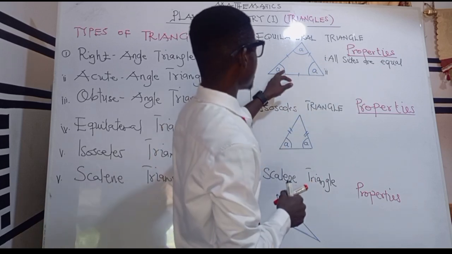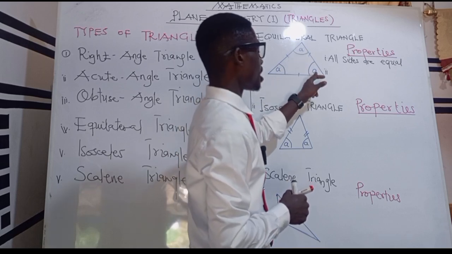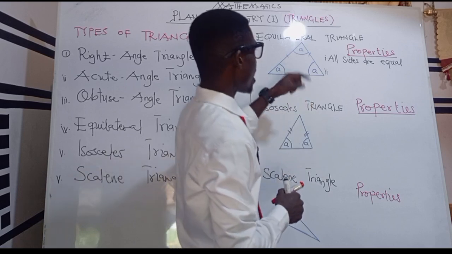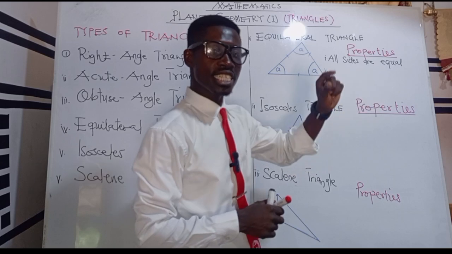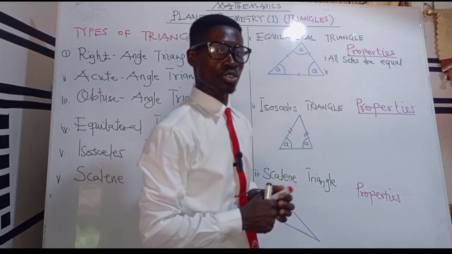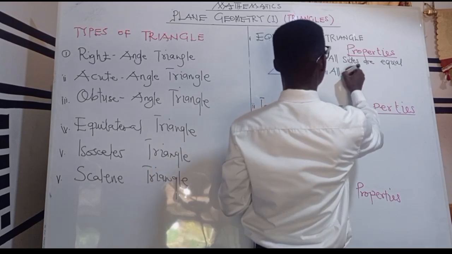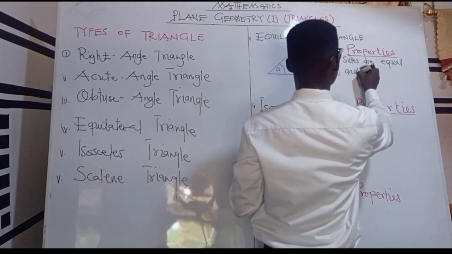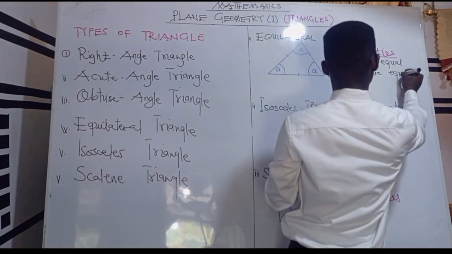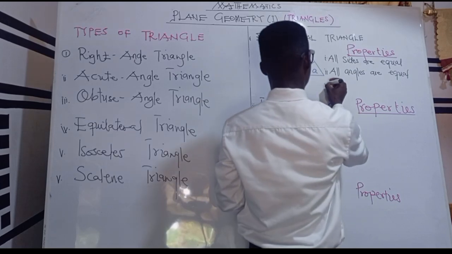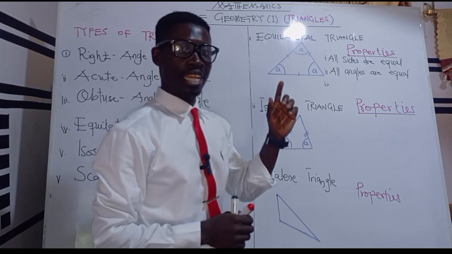So if this angle is 60 degrees, this angle is also 60 degrees, and this angle is also 60 degrees. Each of the interior angles is equal to 60 degrees. So it has all angles being equal. And then it has three lines of symmetry.